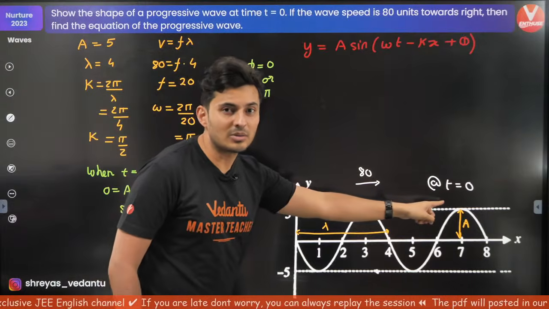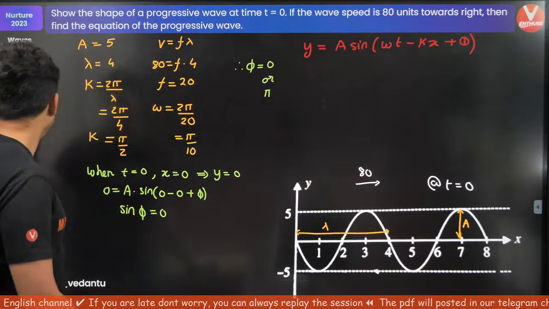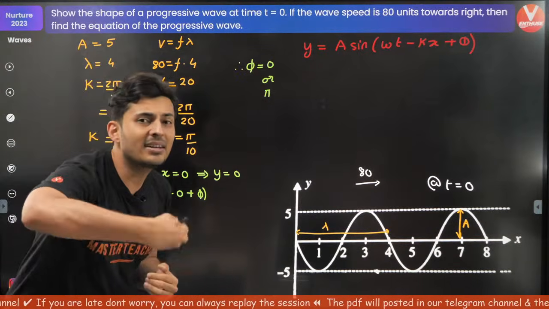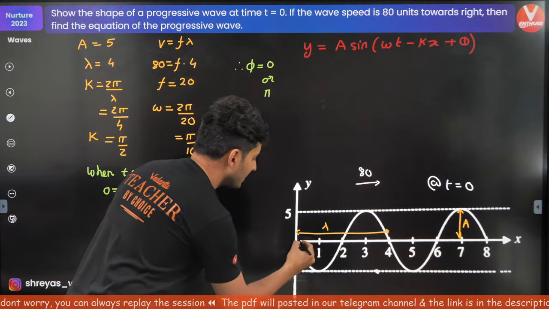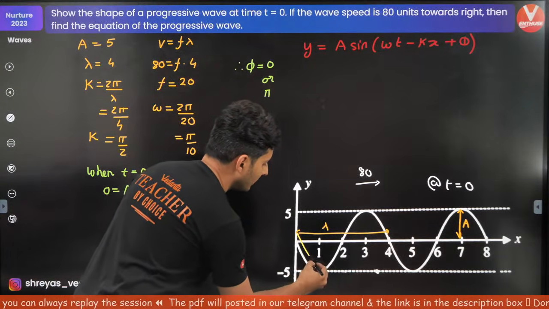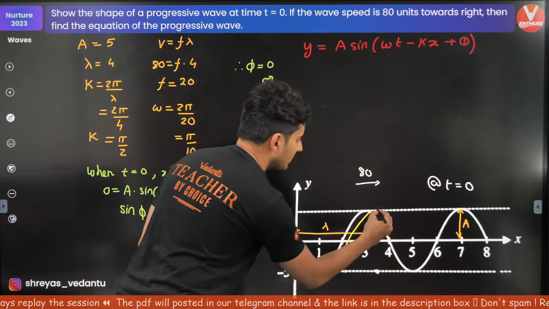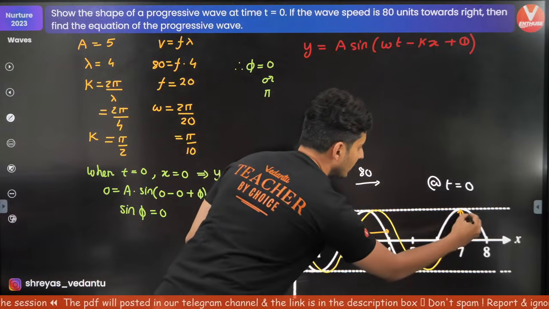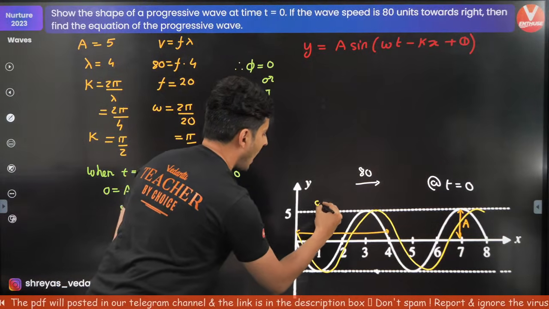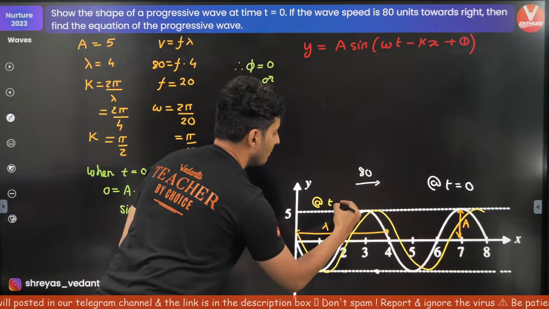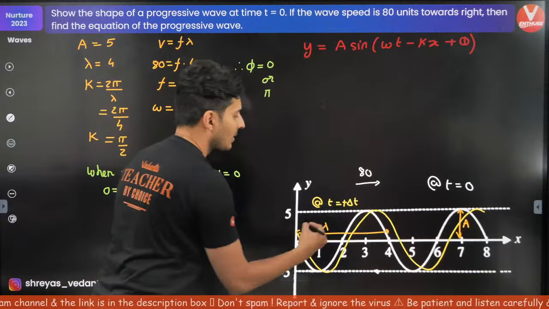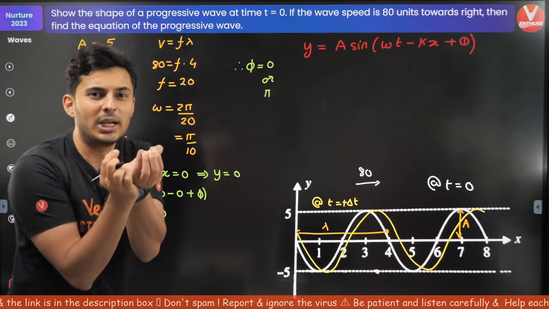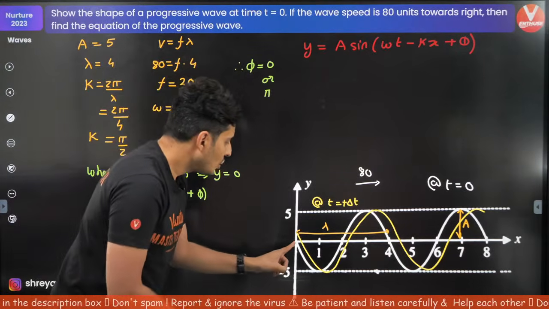This is at t is equal to 0, right? Think, how will the wave look after some time? Just after some time, because it is going towards the right side, this wave will probably look like this. Look at this. So this is at t plus some delta. Okay, after 0.1, 0.2 seconds.